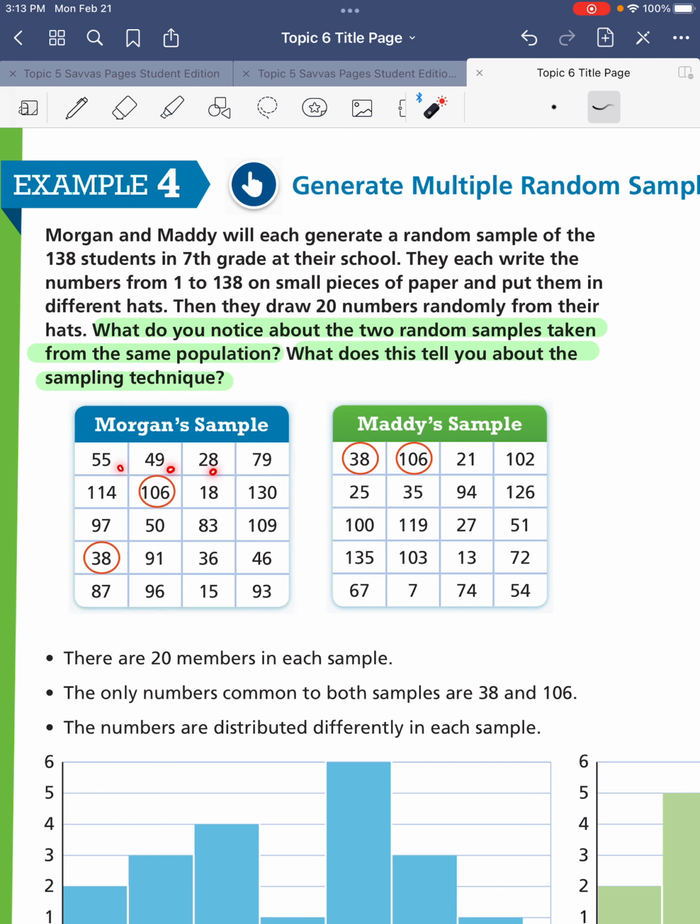So 1, 2, 3, 4. 1, 2, 3, 4, 5. So 4 times 5, 20 different numbers. So there were 20 people surveyed in Morgan's sample.